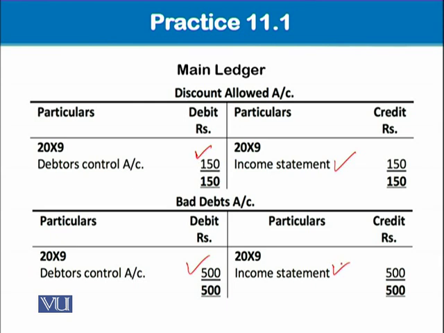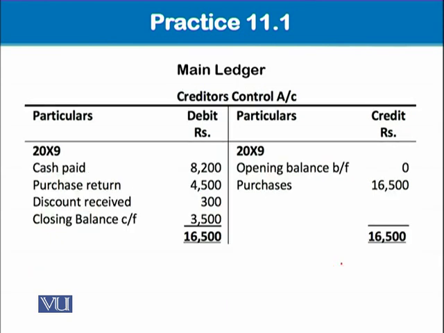Here we go. Okay. And then in the main ledger, we also prepare creditors control account. Again, open your books or notes or your system for that book of original entry, means the purchase journal. The total of the purchase journal is 16,500. That will be posted over here in the credit side of the control account. Now come to the cash book. And in the cash book payment side, you can see a column of payment to creditors. And the sum of that column is 8,200.